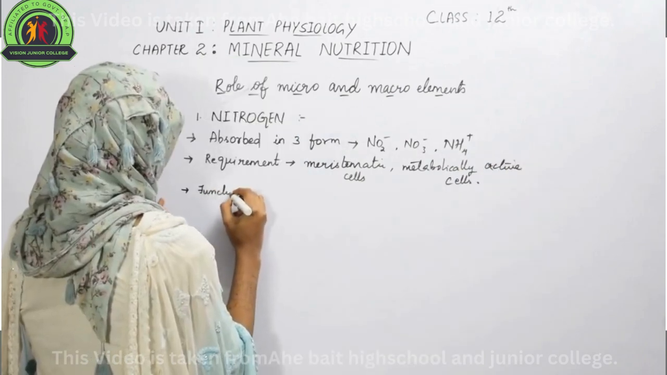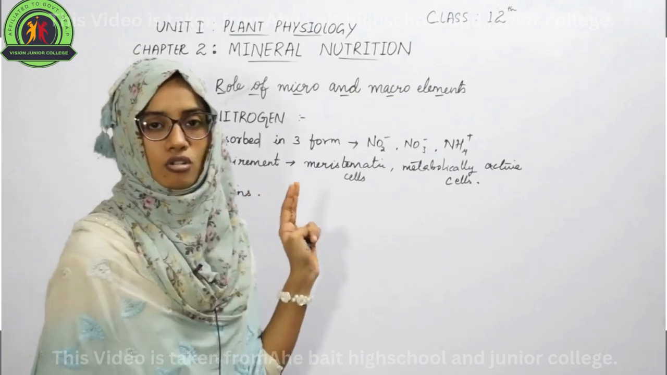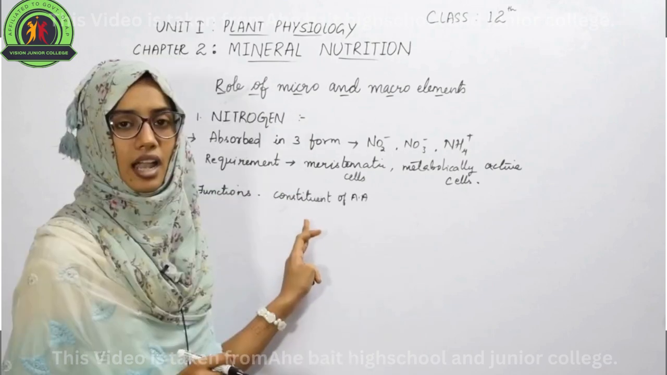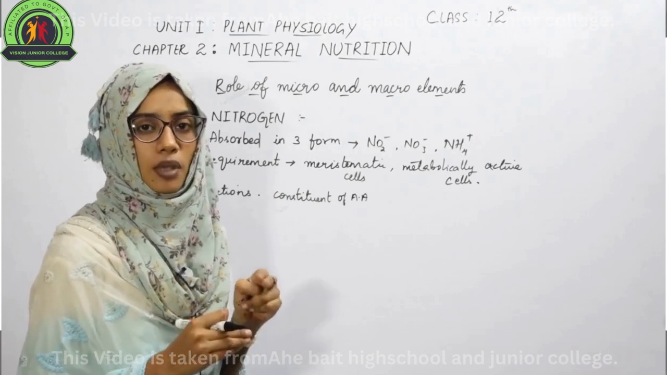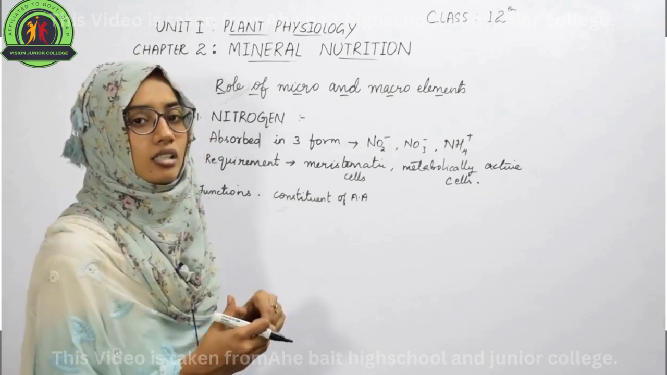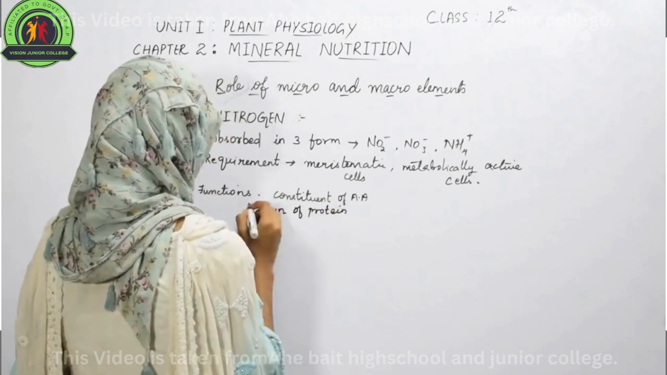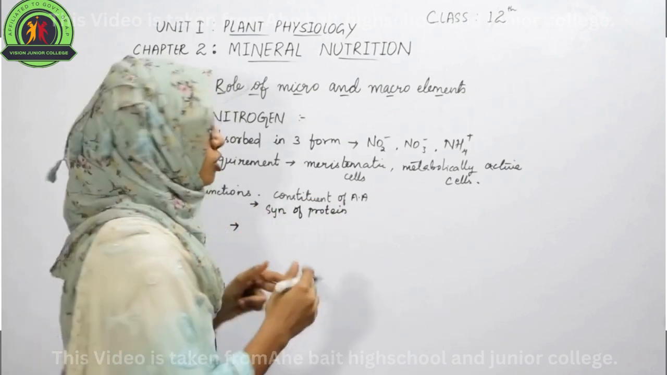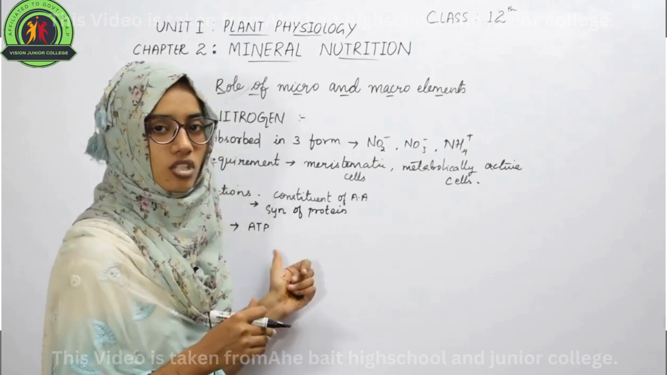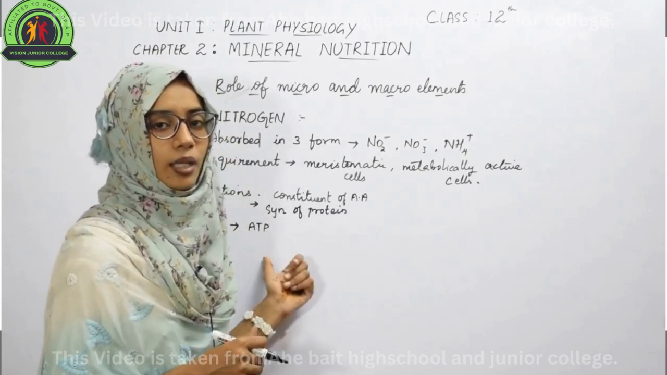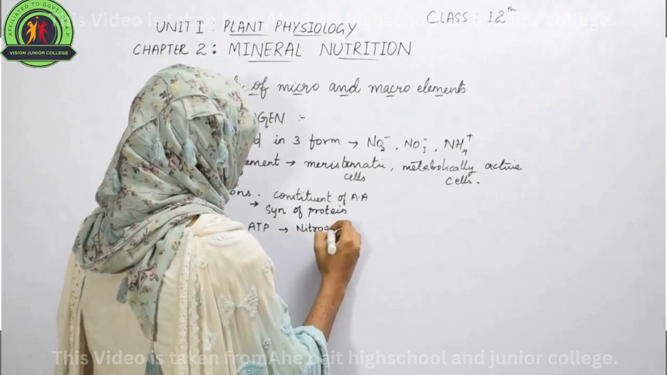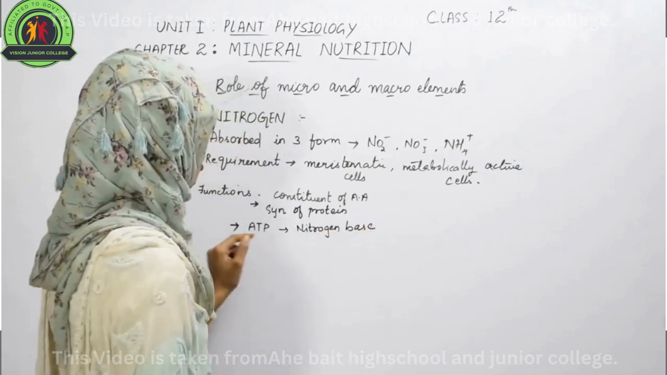Now we are going to discuss the functions of nitrogen. Nitrogen is an important constituent of amino acids, and it also helps in protein synthesis because protein is made up of amino acids. The next function of nitrogen is that it is involved in the production of ATP, an energy molecule. When we look at the structure of the ATP molecule, we can see the adenosine ring, which is a nitrogen base. Therefore, nitrogen is required in the production of ATP.